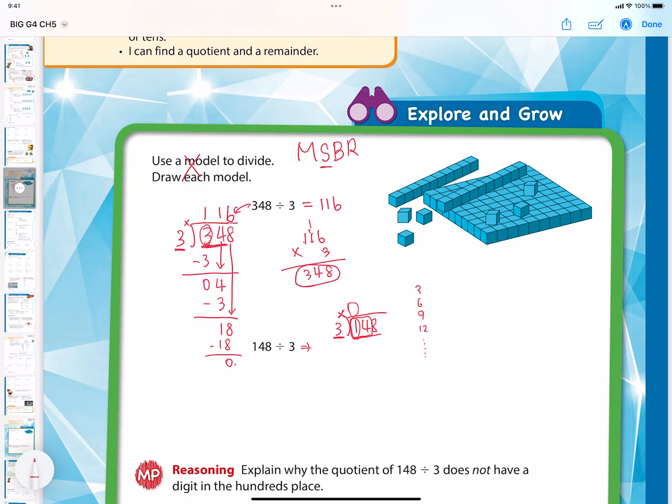Remember, when the first digit of the dividend is not greater than or equal to the divisor, you need to work with these two digits together. So now we have nothing to write in the hundreds place because 3 cannot fit into 1. So we are going to work on these 2 digits, 14. Which multiple of the divisor, 3, is closest to 14 but not greater than 14? Yes, since we know 3 times 4 is 12, because 3 times 5 is what? 15. That's too big.